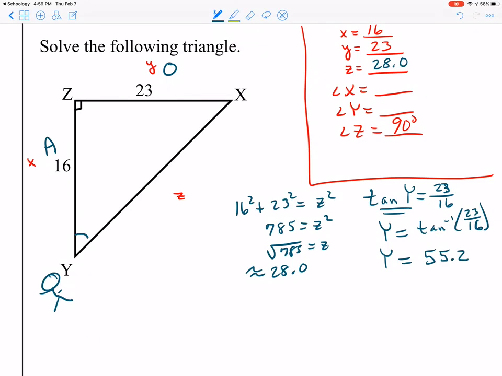So I've got angle Y is 55.2. Now to get angle X, I can just do 90 minus 55.2, and that will give me angle X, which is going to be 34.8. I have solved the triangle because I have all my side lengths and all of my angle measures.